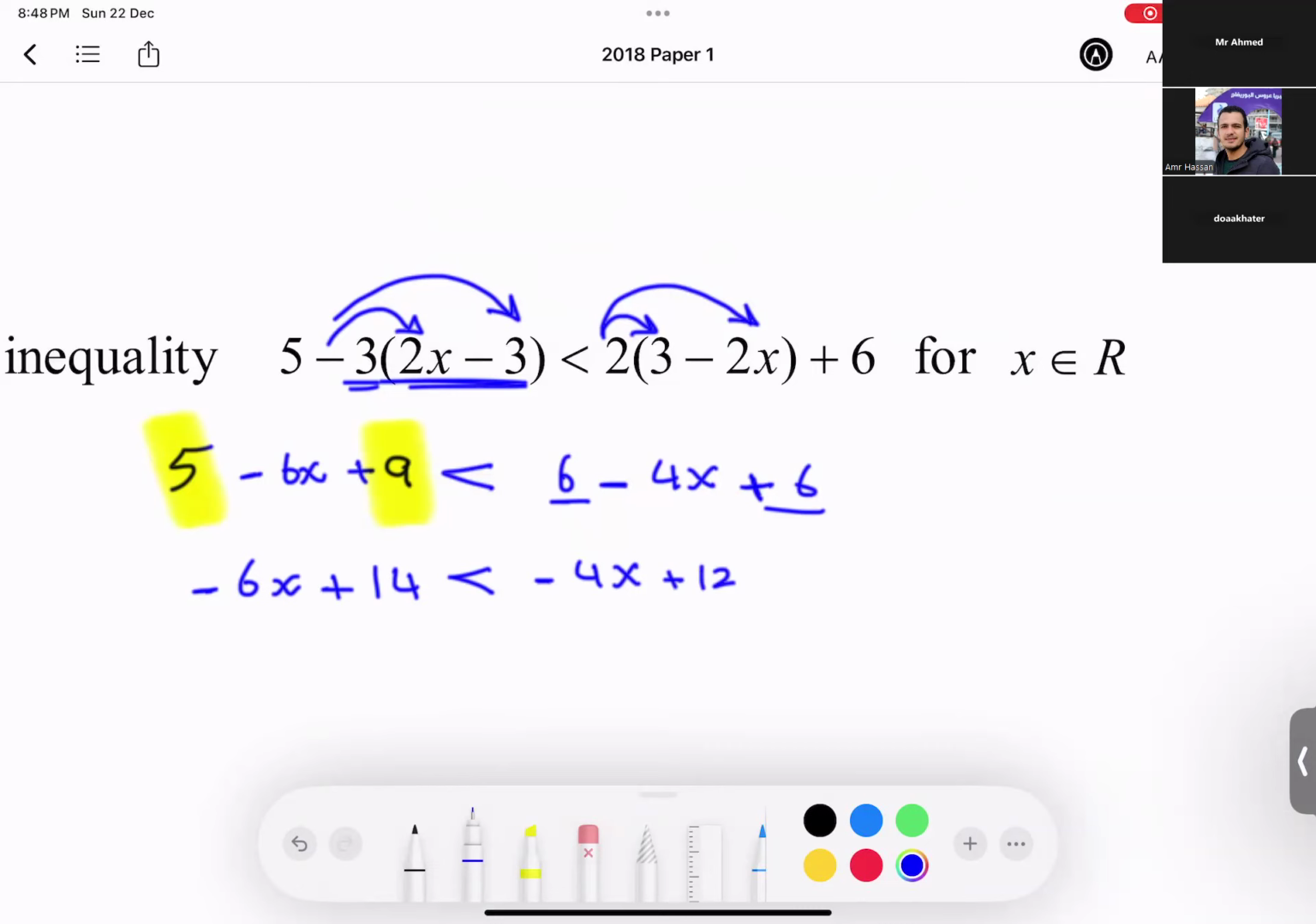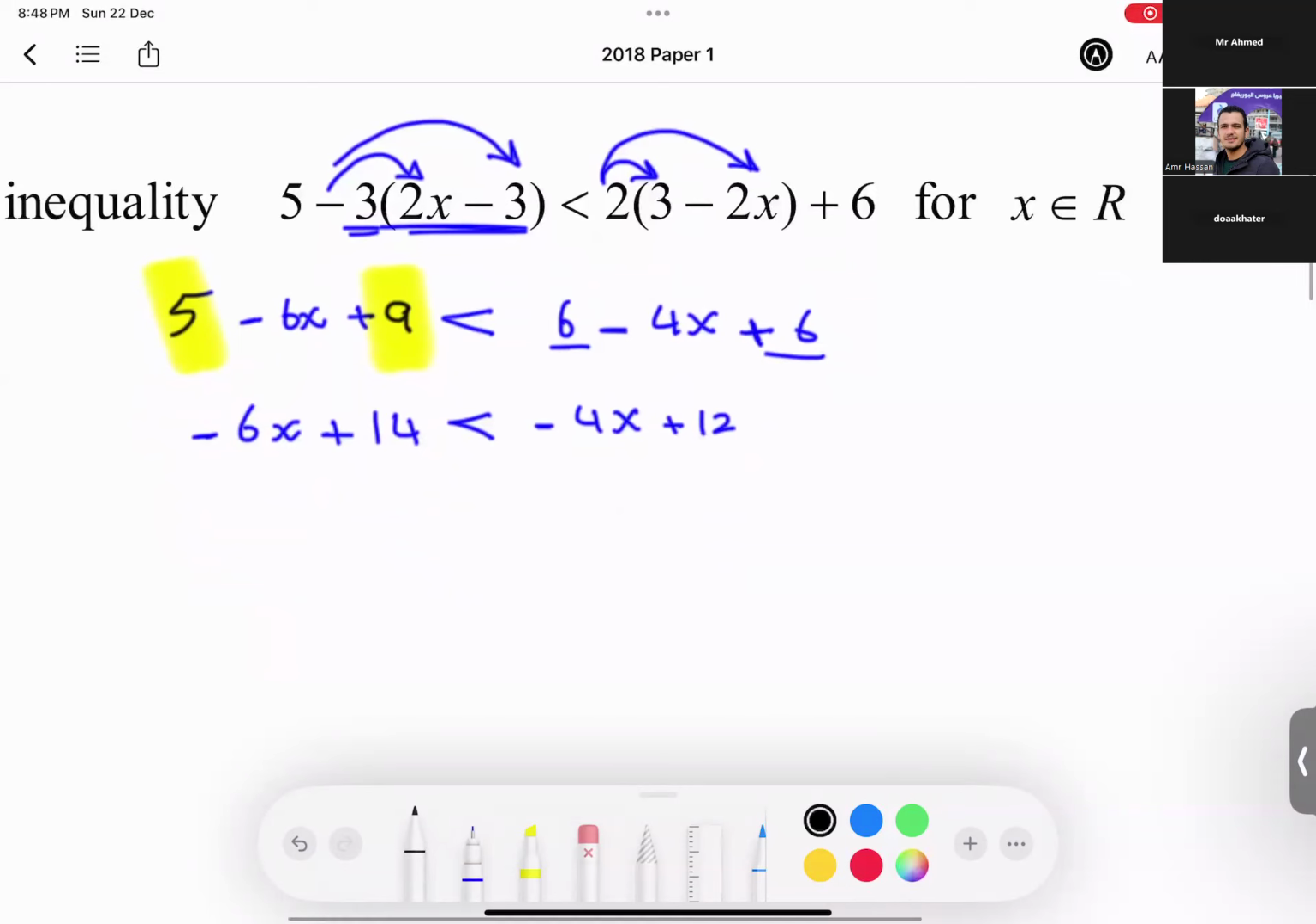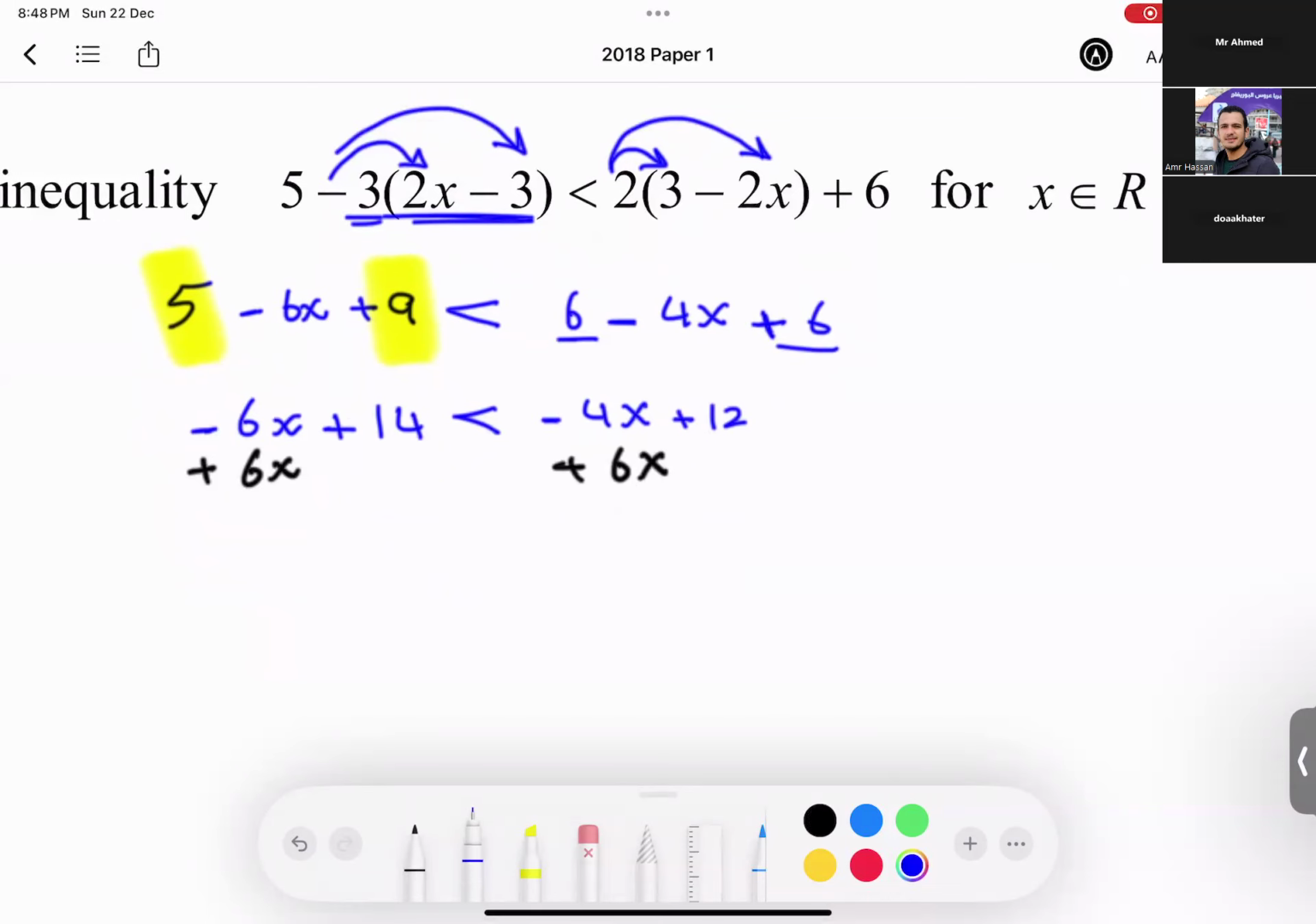And then remember that I need to get rid of the smaller variable. Here we have -6x on the left-hand side. On the right-hand side, we get 4x. So I need to get rid of -6x. So it makes sense I need to add 6x to both sides, right? Yeah. This one's being cancelled. So here we have 14 less than or equal to 2x plus 12, right?